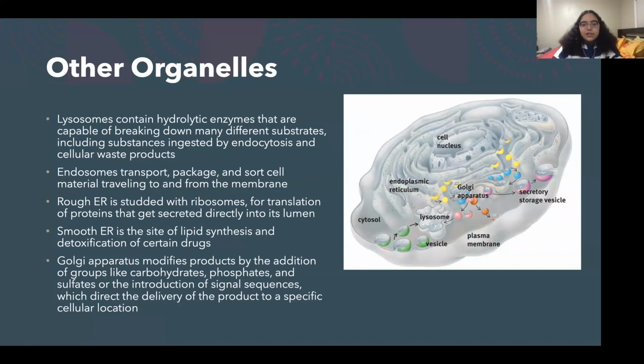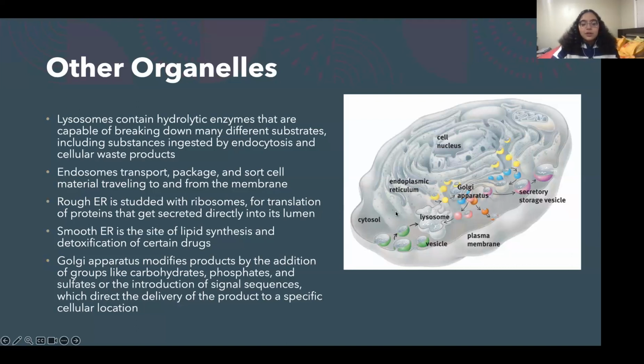The endoplasmic reticulum is kind of split up into rough and smooth. Rough is called that because it's studded with all the different ribosomes, and as we saw, that's where translation happens, and then those proteins get secreted into its lumen. The smooth ER is where lipid synthesis happens instead, so you can think of it as protein synthesis versus lipid synthesis. It's also involved in the detoxification of drugs or other toxins.